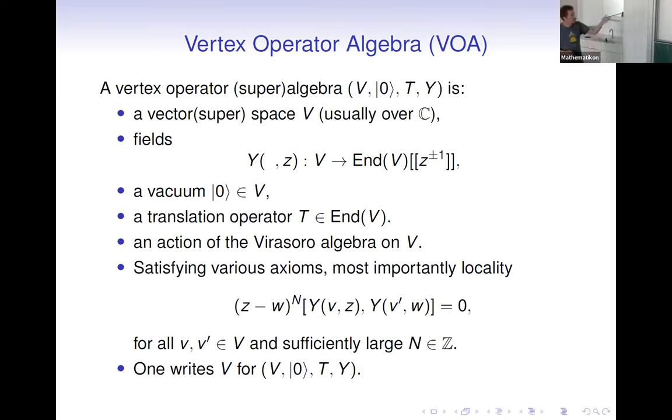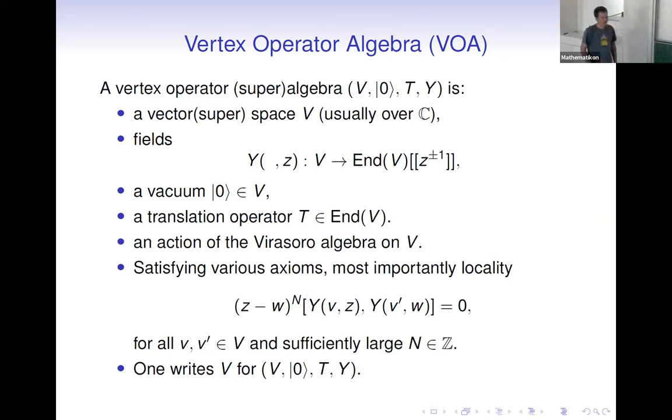So it should be a space of states, the vector space V, together with a state-field correspondence. That means to every vector in the vector space, you associate a field. In this case, it's a formal power series with coefficients being operators on the vector space. And then we want to have some additional structure here for the VOA structure.